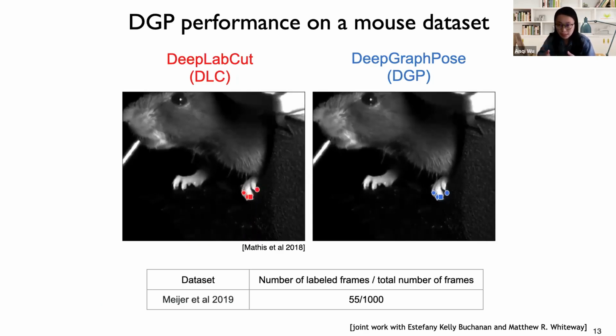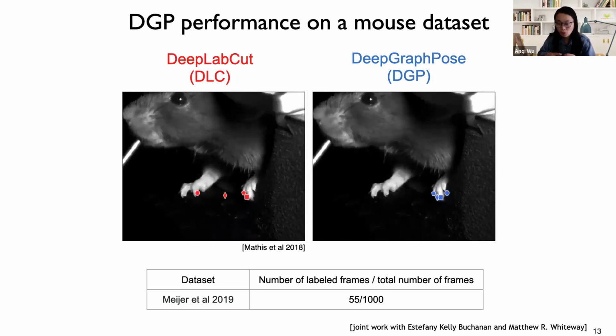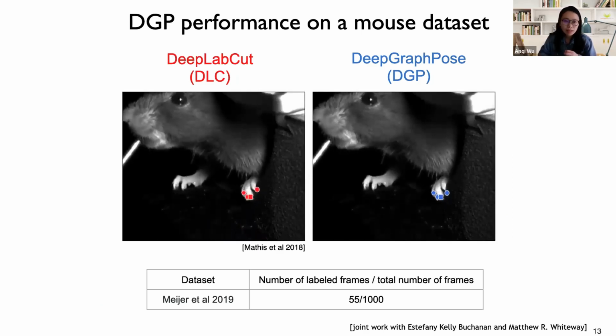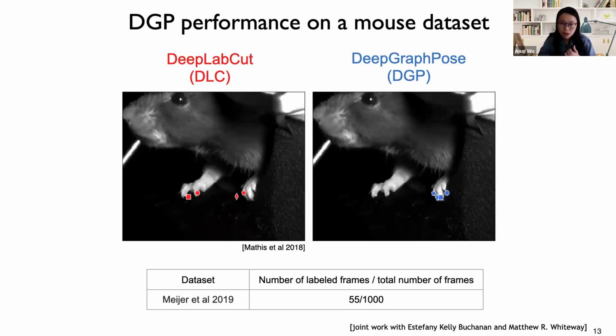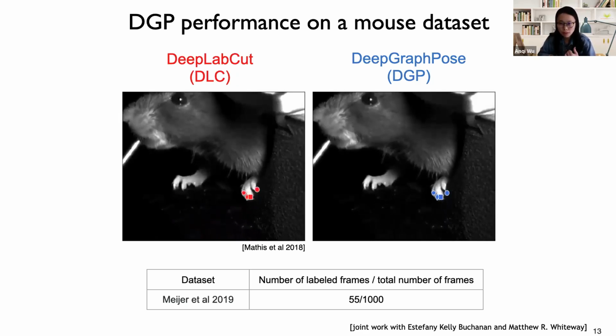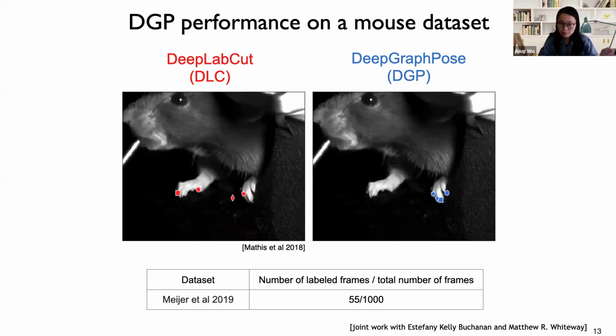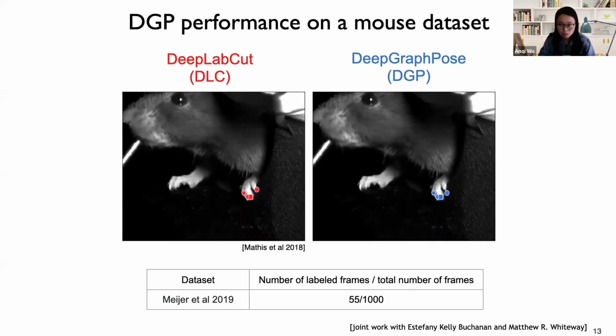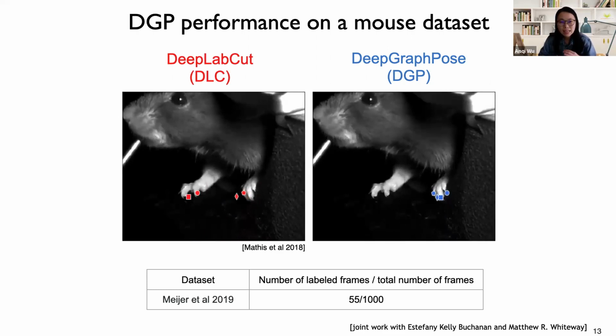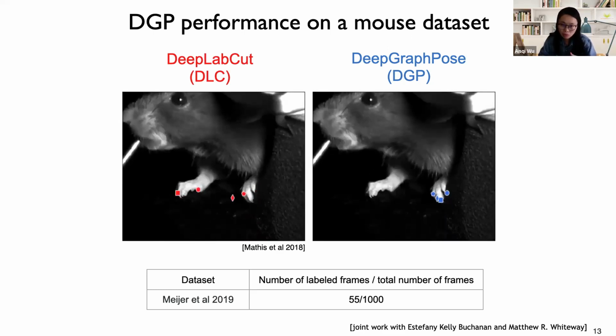Okay, now I'm showing the performance on a mouse data set. We're interested in tracking 4 fingers on the left paw in this data set. And this data set is a sparsely labeled example with 55 labeled frames among 1,000 frames. We compared DeepLabCut, which is a fully supervised learning model, on the left, with our proposed semi-supervised model on the right. We see that the outputs of DGP are more accurate and robust.